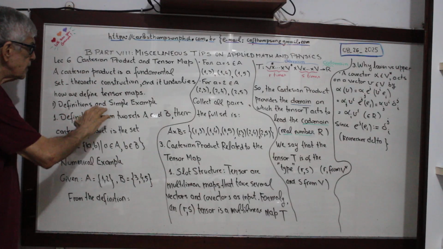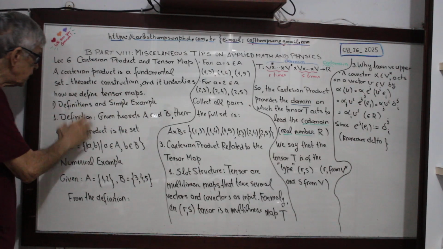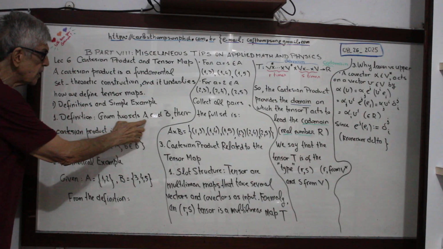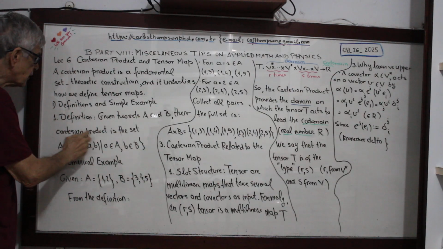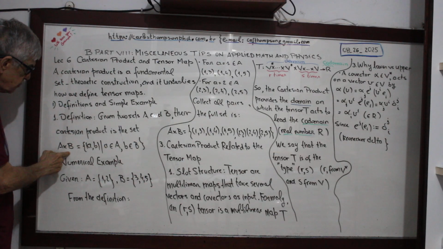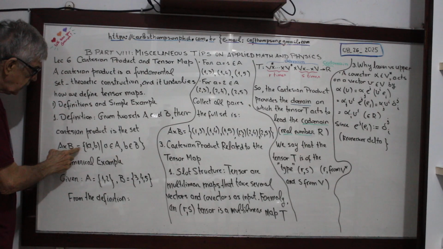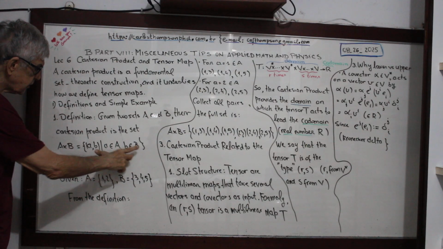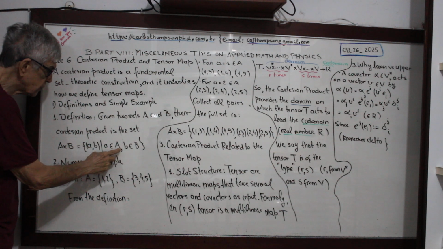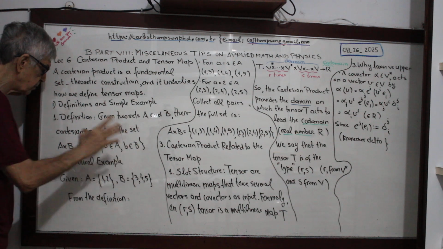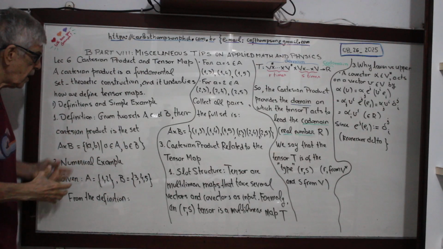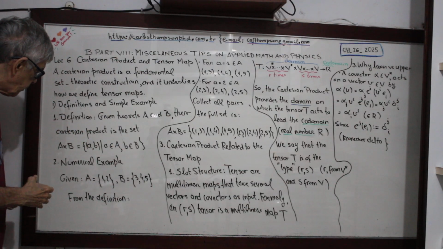Now, definition and simple example. Definition of Cartesian product. Given two sets, A and B, their Cartesian product is the set A times B, okay? This is a set of pairs (a, b), such that a belongs to A and b belongs to B. Just for you to understand clearly, I will give you a numerical example.